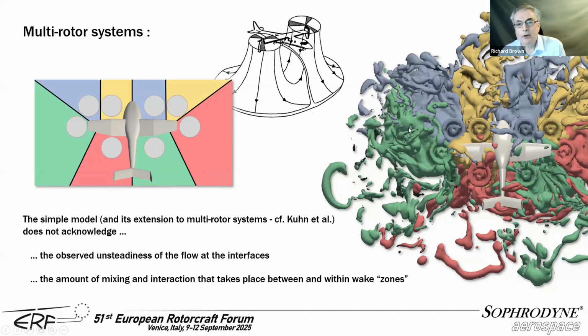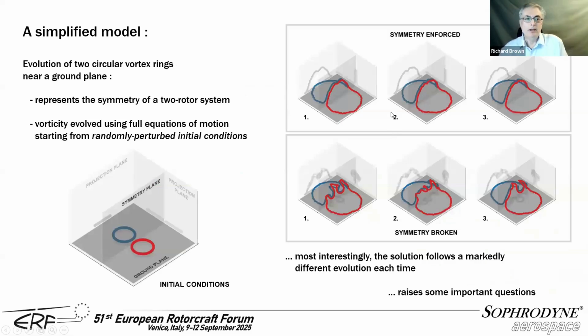Now, why is the question we might ask? What's actually going on here? What makes the actual difference? So what we did is we had a look at a very simplified model. We cut out all the complexity, and we looked at a very, very simple situation consisting of just 2 circular vortex rings near a ground plane. So what these 2 vortex rings do is they represent some of the real bare bones physics and the symmetry of a 2-rotor system. And then what we do is we evolve the vorticity in those 2 vortex rings using the full equations of motion.